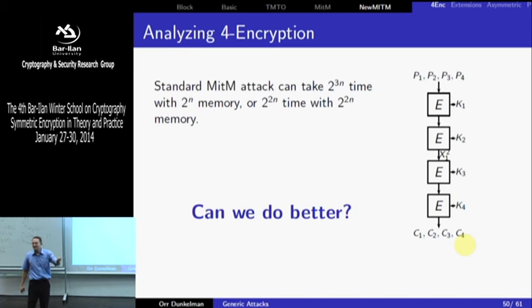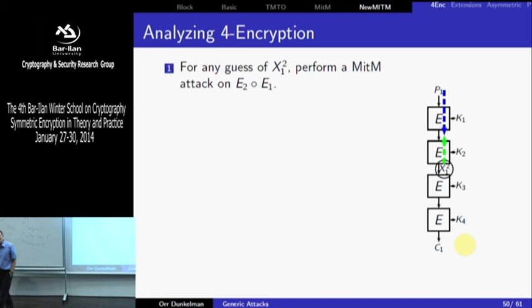Okay. Let me rearrange this meet in the middle attack. What we will do? Let's assume that instead of guessing k1 and k2 simultaneously, I'm going to guess this value, x12. This is just like guessing one key. Now, what happens when I have this value? I'll just run a meet in the middle attack here.